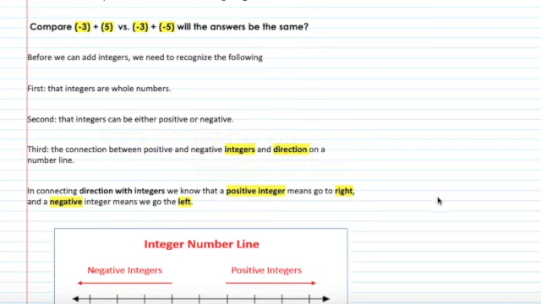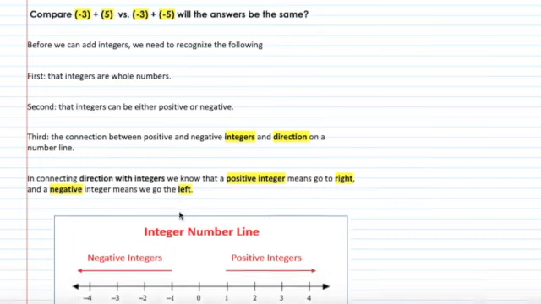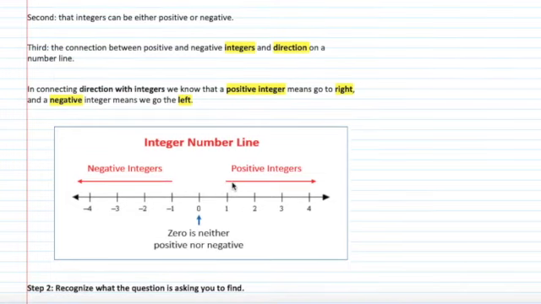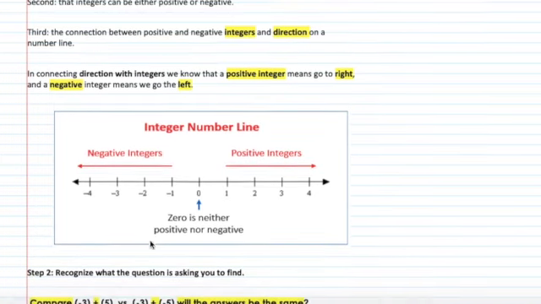In connecting directions with integers, we know that a positive integer means to go to the right, and a negative integer means we go to the left. Here's an example of a number line. We see the direction of positive integers is to the right, and that the direction of negative integers is to the left. We know that 0 is neither positive nor negative.